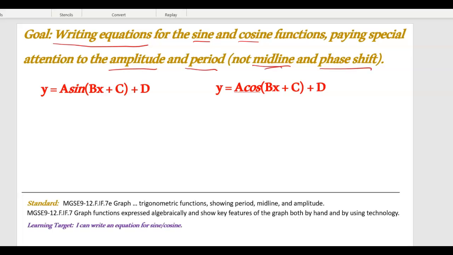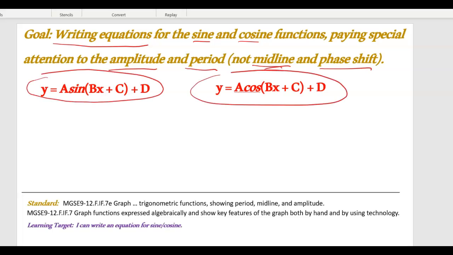Okay, so these are your standard equations for sine and cosine. Remember, different textbooks use different things. Delta Math swaps C and D. I still haven't figured that out. That's really strange, but maybe it's only in a few of the problem types.